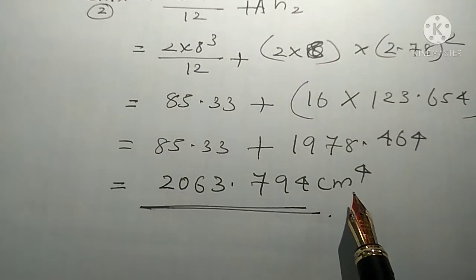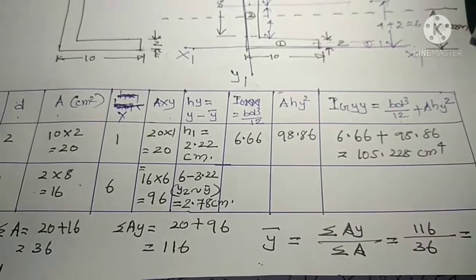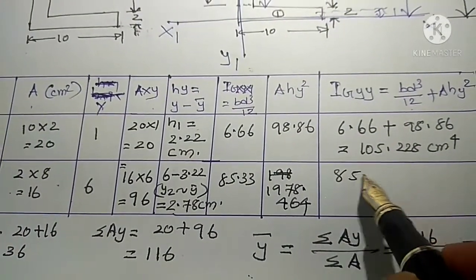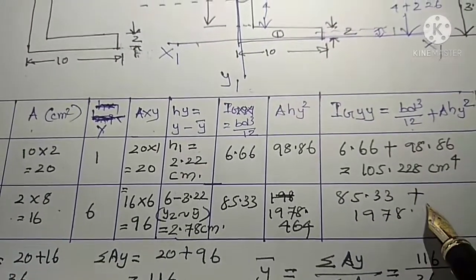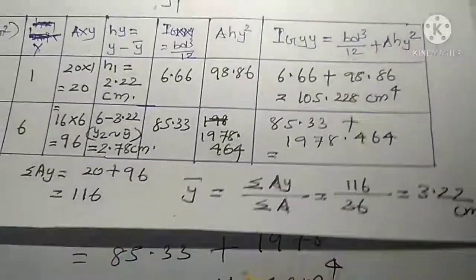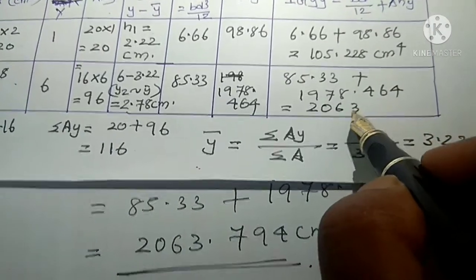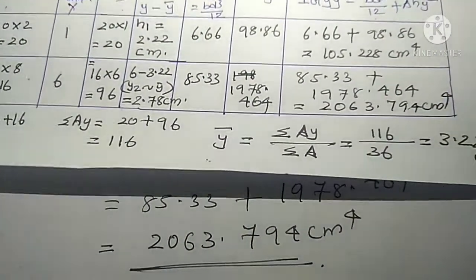And according to this value, we can fill these values here. What is BD cube by 12? BD cube by 12 is 85.33 plus 1978.464, and you will get the value 2063.794 centimeter raised to 4.